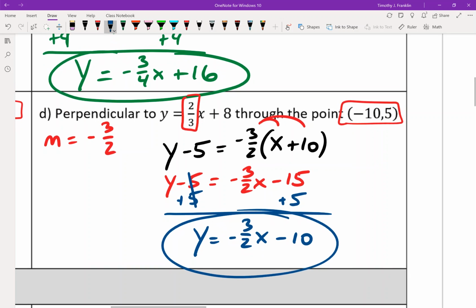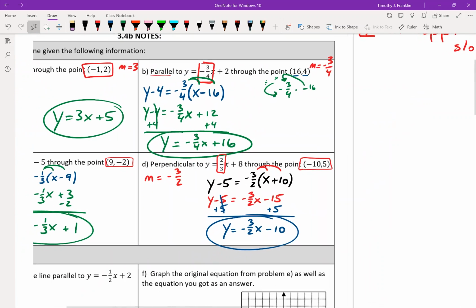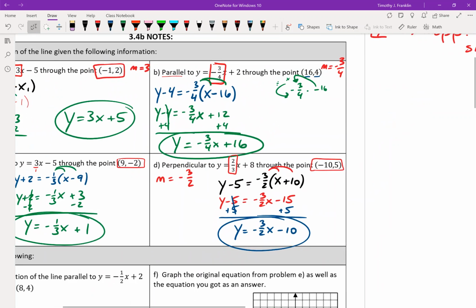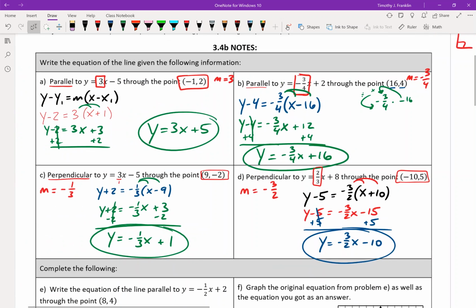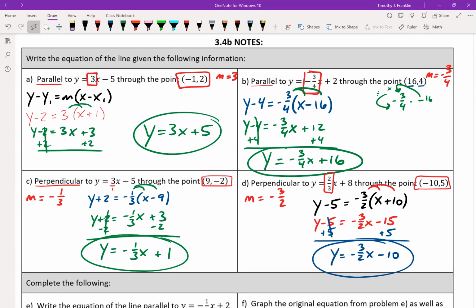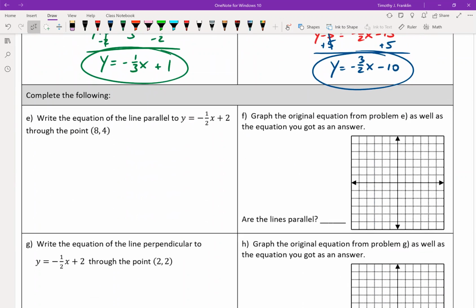Okay, so there you have that. Kind of a brief overview of writing an equation that's parallel or perpendicular to a known equation through a certain point. So let's practice this a little further down here.